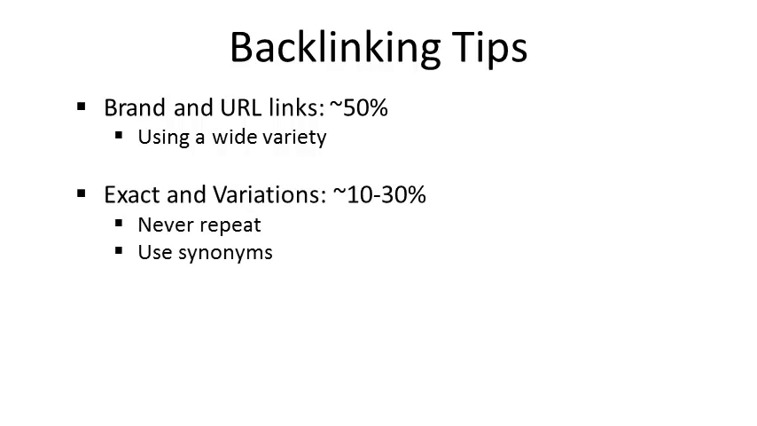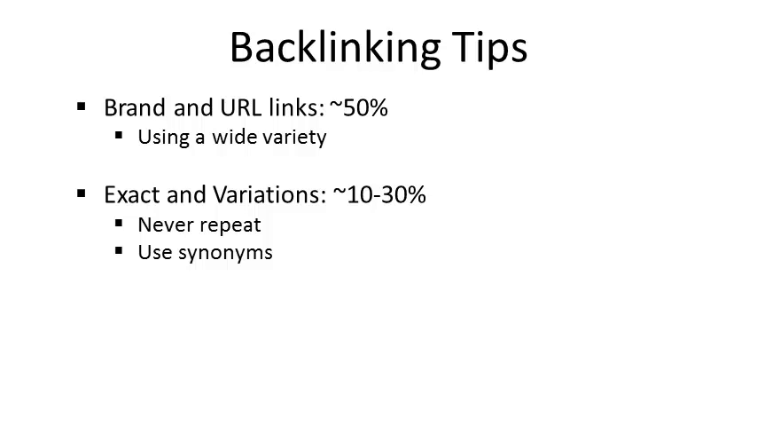Then you have exact and variation anchor text. Exact, of course, would be your exact keyword. Variations would be your keyword with other words around it, mixing up the order, using synonyms. If you want to be conservative, I would say about 10%. You can go higher. I would say 30% is probably about as high as you want to go.